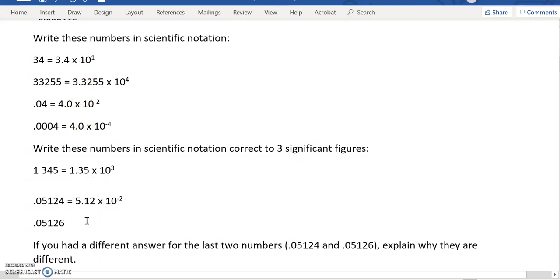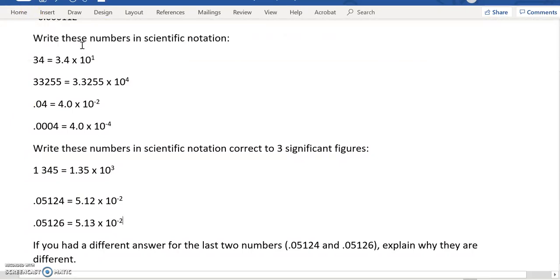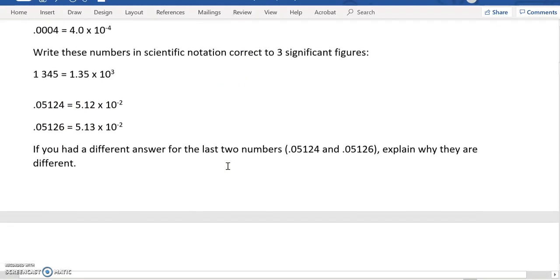In this case, we've got much the same thing. 3 significant figures, 1, 2, 3. The number after the third significant figure, the number after the 2, is a 6. This time we have to round up. It's going to be 5.13 by 10 to the minus 2 again. And I've asked in the next question to say, well, why are these two slightly different? And it's because of the rounding we've done to make it correct to 3 significant figures.